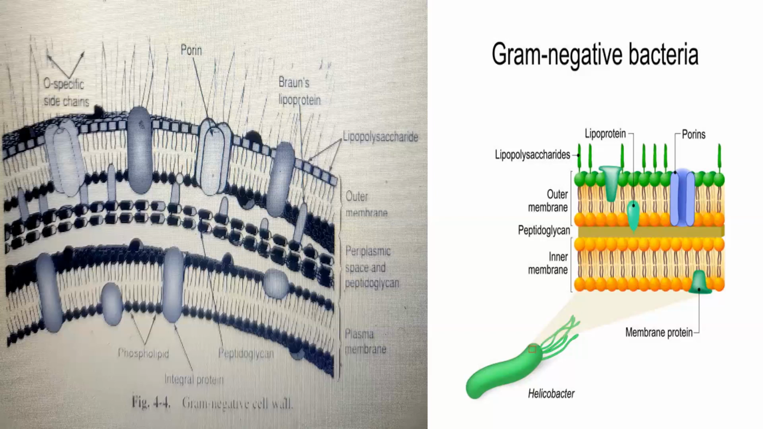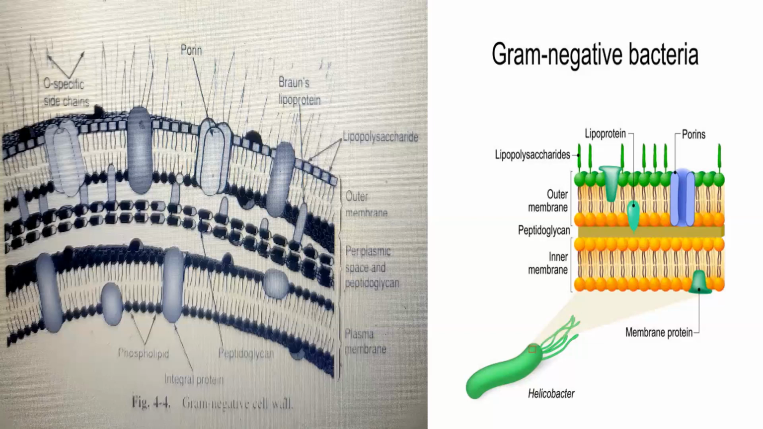This lipopolysaccharide accounts for their endotoxic activity. We know that most diseases are caused by gram-negative bacteria, because of the presence of the outer membrane above the peptidoglycan layer. This accounts for their endotoxic activity and antigen specificity. Lipopolysaccharides consist of lipid A, core polysaccharides, and O antigen, which is specific to gram-negative bacteria.